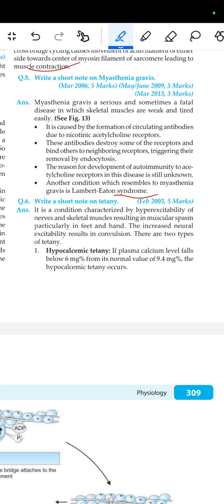Write a short note on the tetany. It is a condition characterized by the hyperexcitability of the nerves and the skeletal muscle, resulting in the muscular spasm, particularly in the feet and the hand. The increased neural excitability results in the convulsion.